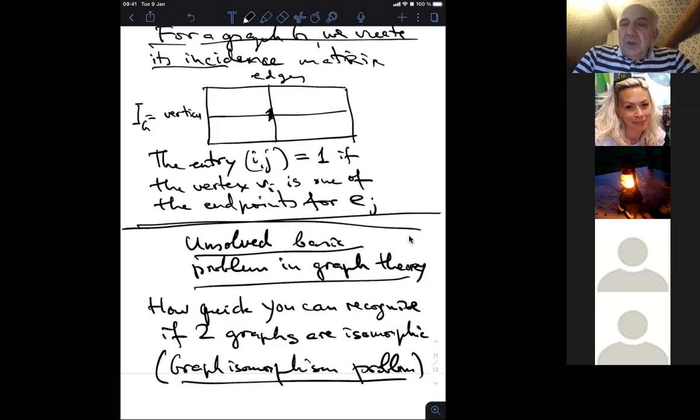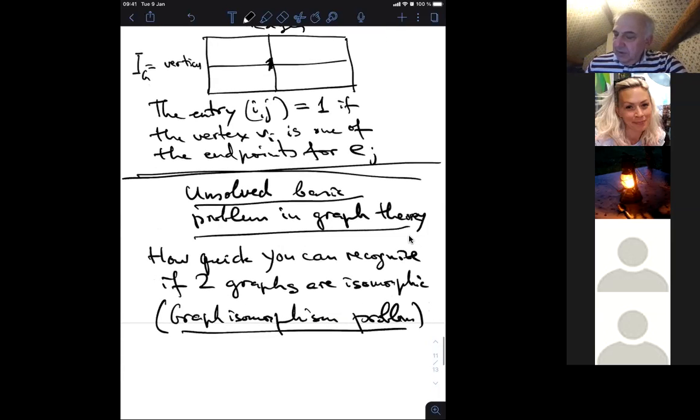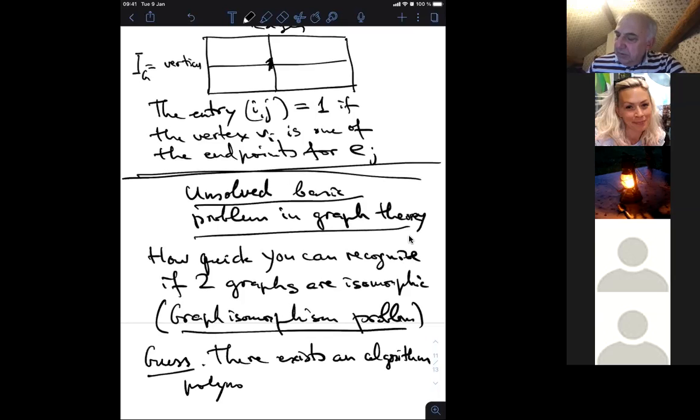Some people believe that the number of operations you need is a polynomial, of some big degree but a bounded degree. N factorial is not a polynomial; it grows quicker than any polynomial in n when n increases. Some people believe that there might exist an algorithm to solve it that is polynomial in the number of vertices n.